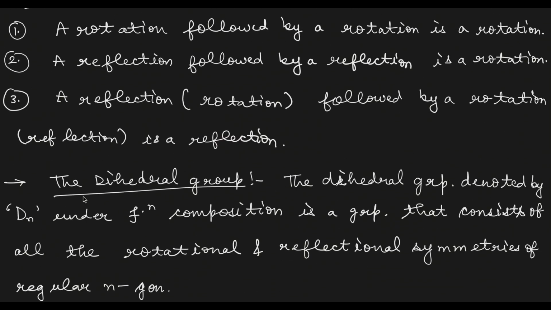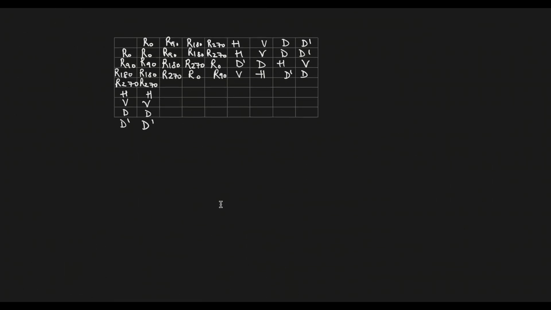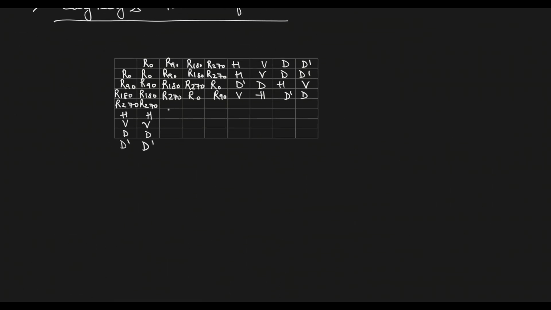I am doing this in a similar manner to the one I have shown. Rotation of R90 by R90, followed by a reflection of the main diagonal. R0, R180, R90, R270.